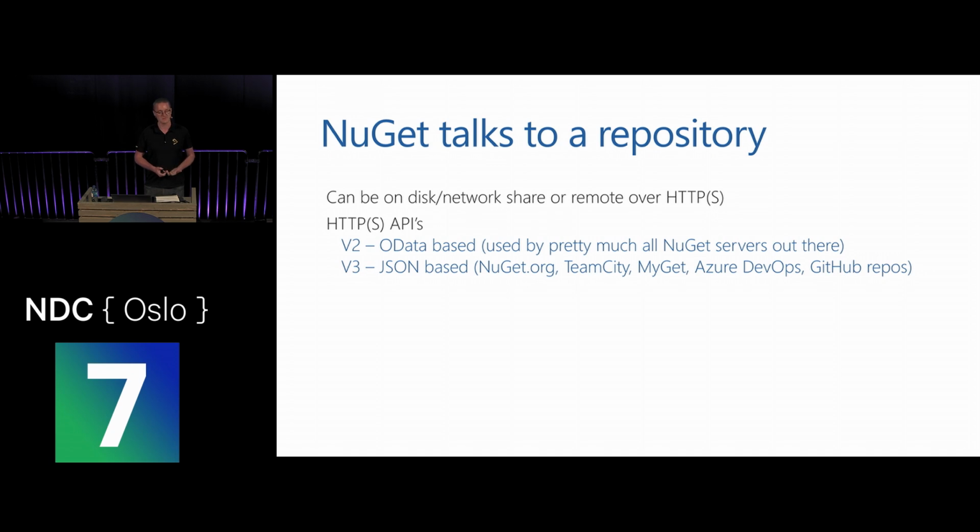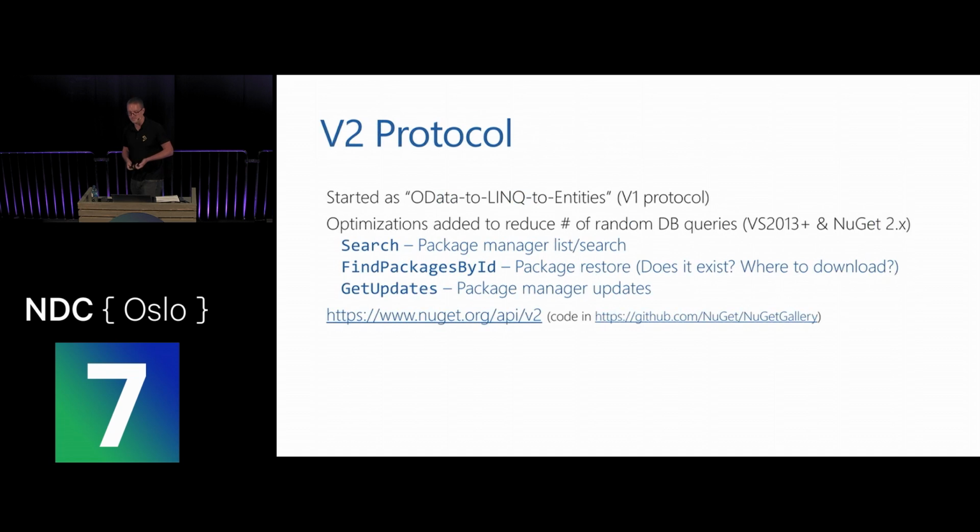But NuGet.org also has a V3 protocol, which is JSON-based and has been rethought after OData proved to be not the best way of managing packages or fetching packages on NuGet.org. So that V3 protocol is actually pretty interesting, but at the time when we wrote our indexer, that protocol was not yet available, but it is now.